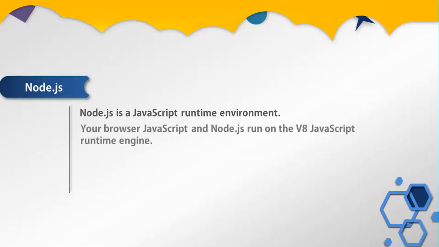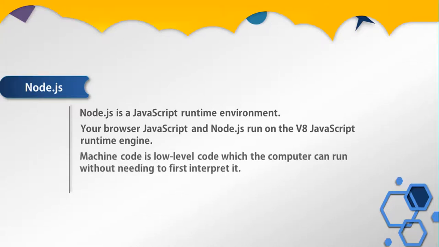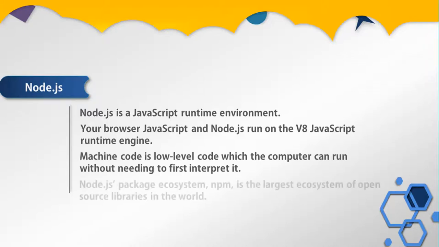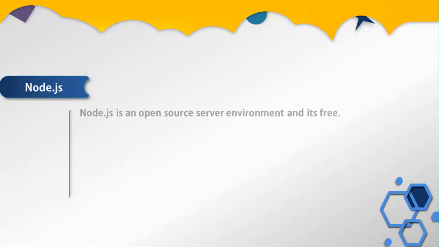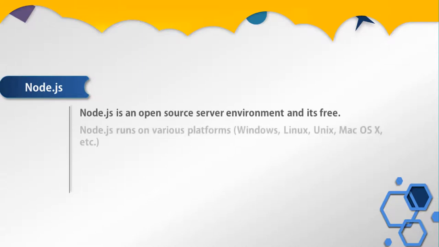Both your browser JavaScript and Node.js run on the V8 JavaScript runtime engine. This engine takes your JavaScript code and converts it into faster machine code. Machine code is just low-level code which the computer can run without needing to first interpret it. Node.js package ecosystem, NPM, is the largest ecosystem of open source libraries in the world. Node.js is an open source server environment and is free.